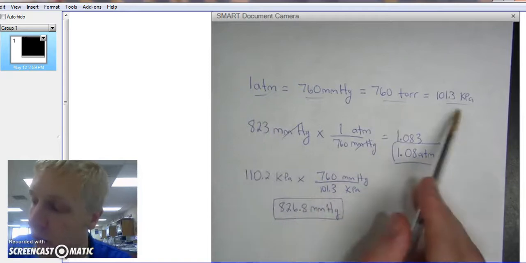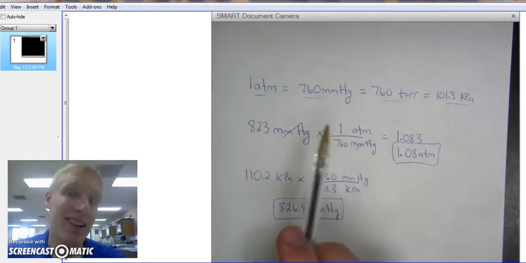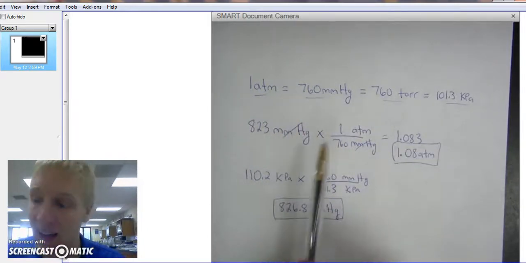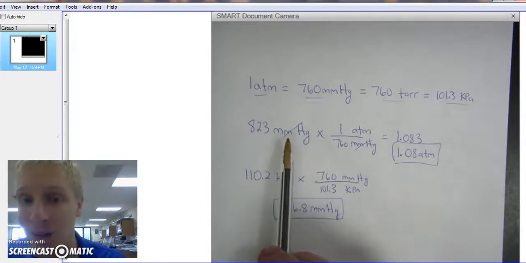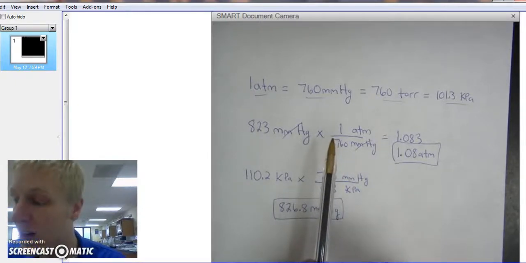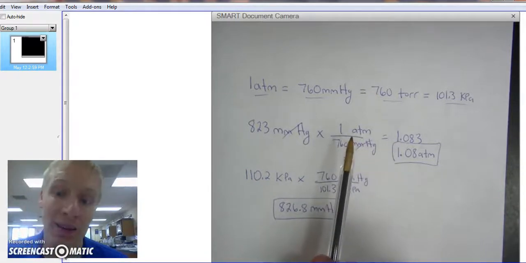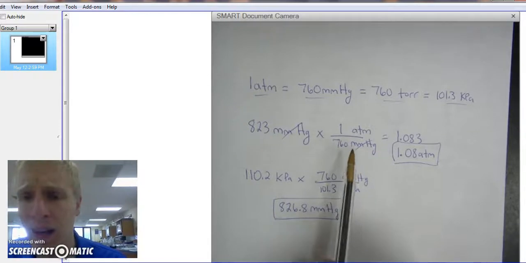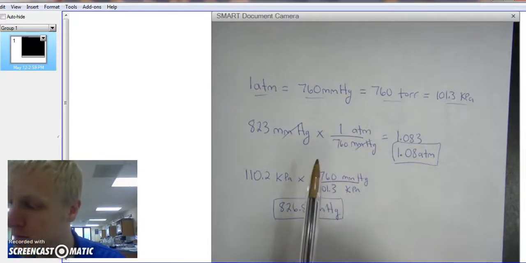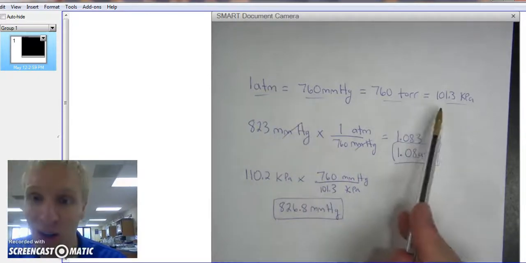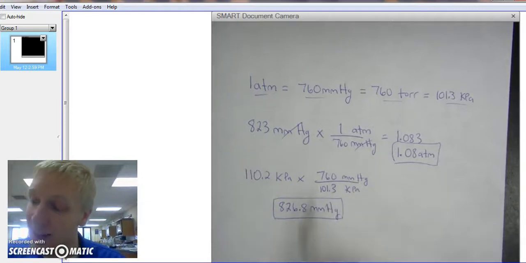Now, having these 4 numbers memorized is going to be essential to your success on the gas laws test. It's also going to be essential next term when we start talking about the mole unit and how it relates to the ideal gas law. Stoichiometry, it's going to come back. So, learn them, know them. And that's how you do pressure conversion.